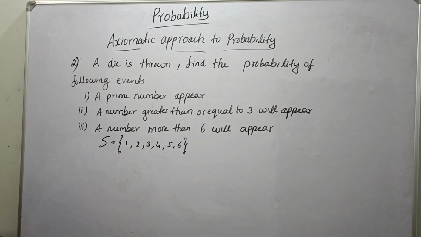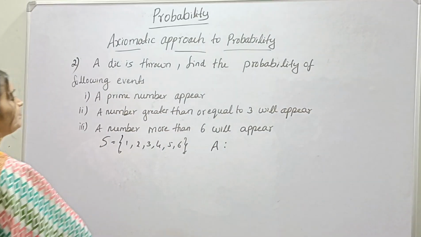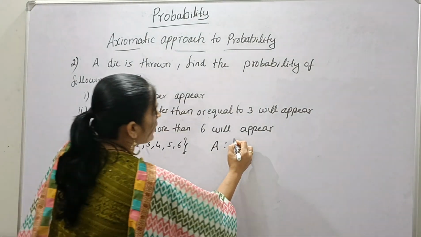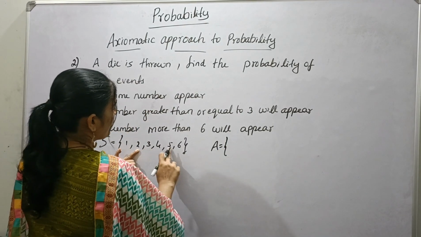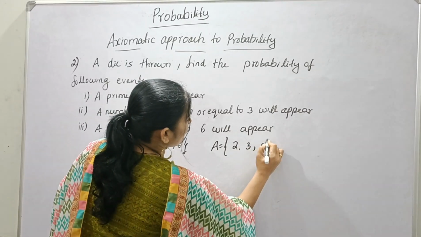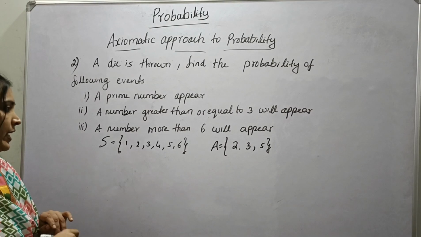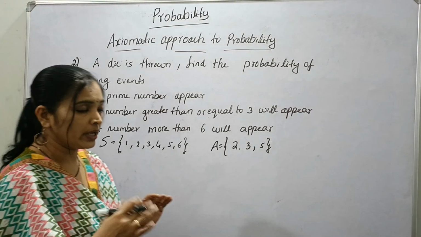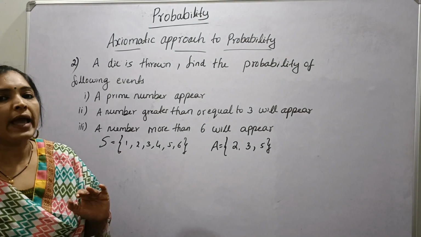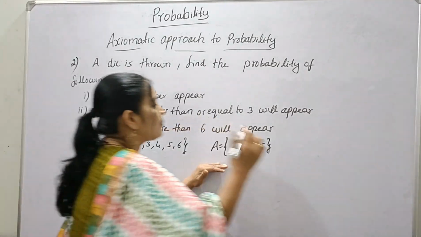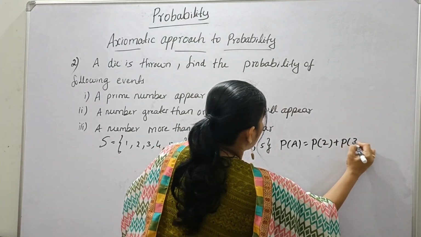Now let us write the events. First one: a prime number appears. Let the event be A. What are the prime numbers? 2, 3, 5. So what is the probability of A? The same axiom applies: the probability of A is the sum of the probabilities of all the elements of A.